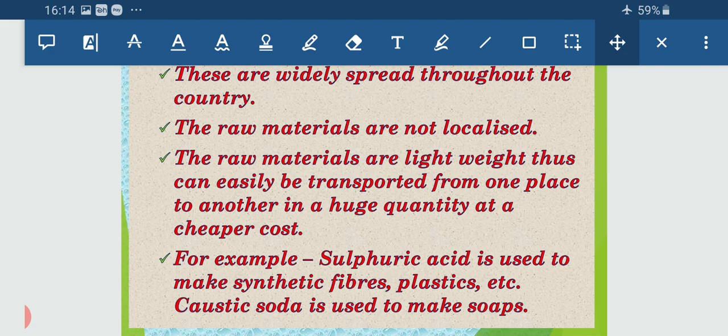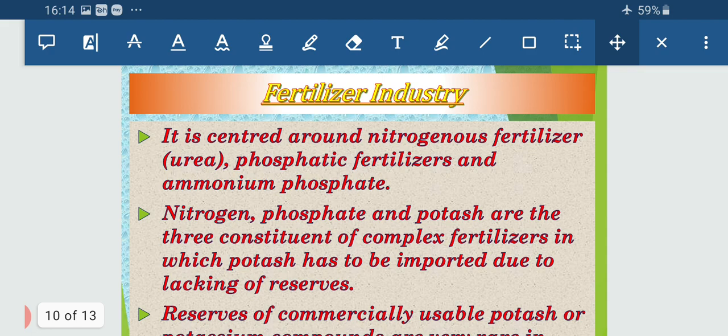Now next, the examples given: sulfuric acid is used to make synthetic fibers and plastic, and caustic soda is used to make soap. Now the third type of industry is the fertilizer industry. It is also a part of the chemical industry, though it needs raw material from the chemical industry. Normally it is centered around where there is nitrogenous fertilizer, phosphatic fertilizer and ammonium phosphate. Nitrogenous means specifically urea. Nitrogen, phosphate and potash are the three main constituents to produce complex fertilizer.